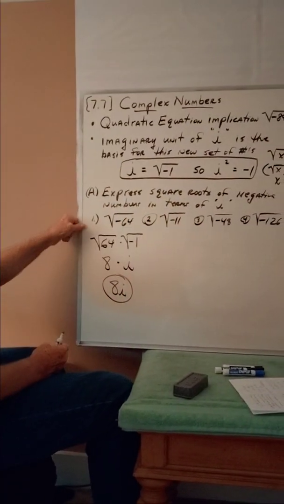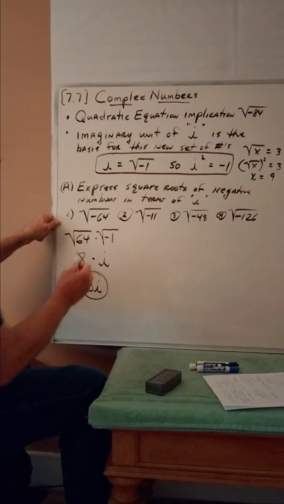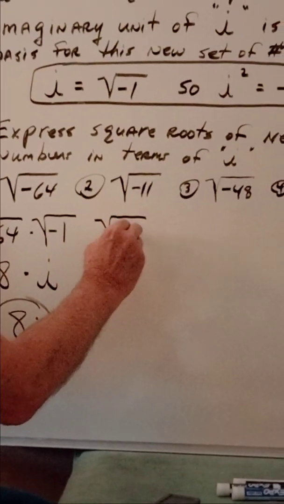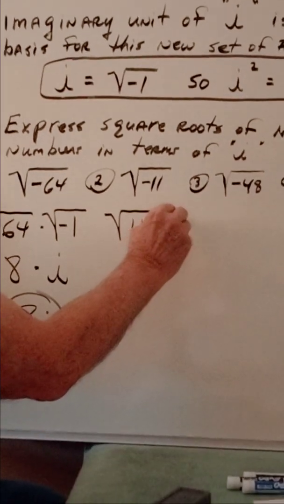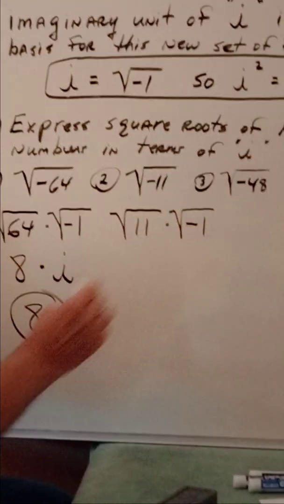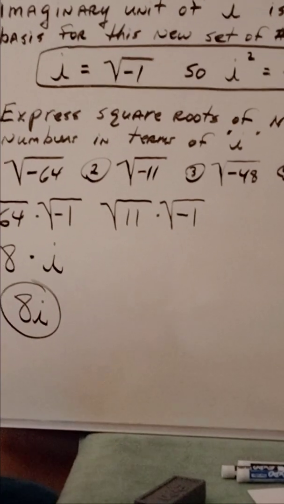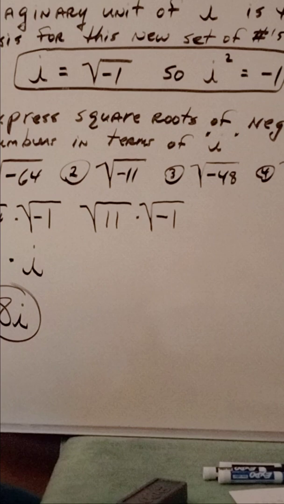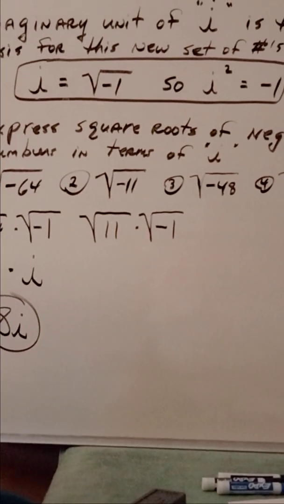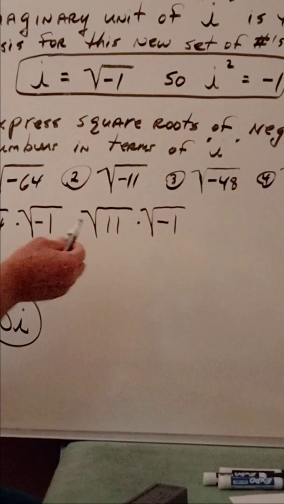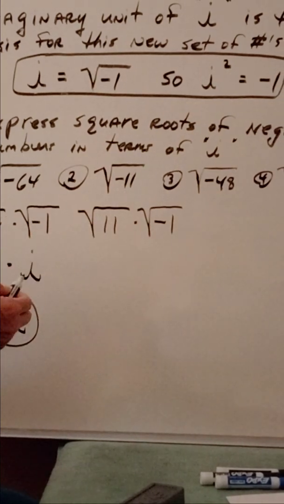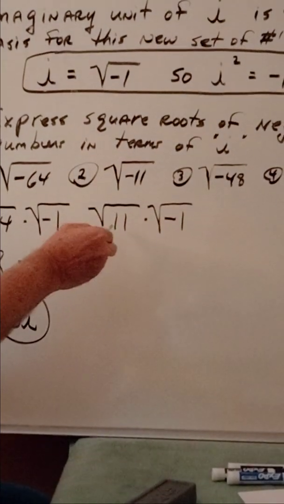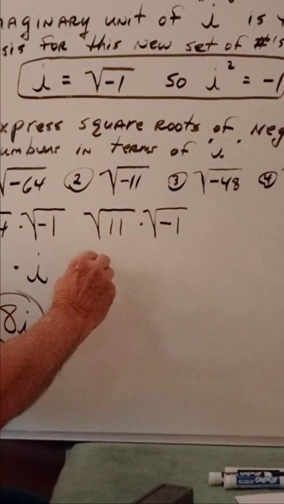Let's go to number 2. Let's bust it up first. The radical of -11 would be equivalent to the radical of 11 times the radical of -1. Now pay careful attention on this move. The radical of 11 cannot be simplified any further because this does not represent a perfect square, nor does it have any factors that are perfect squares. So the radical of 11 is going to stay as is.